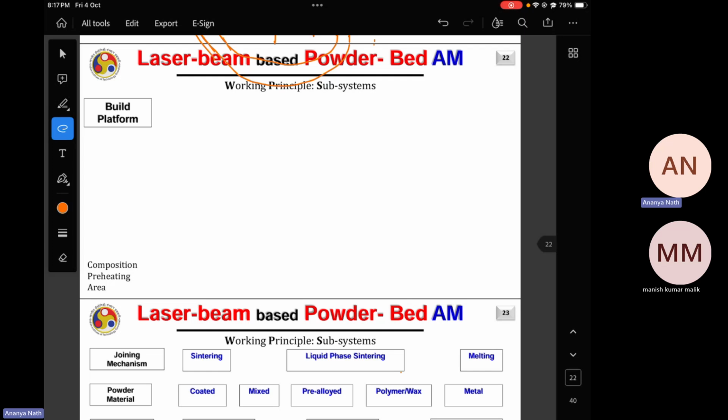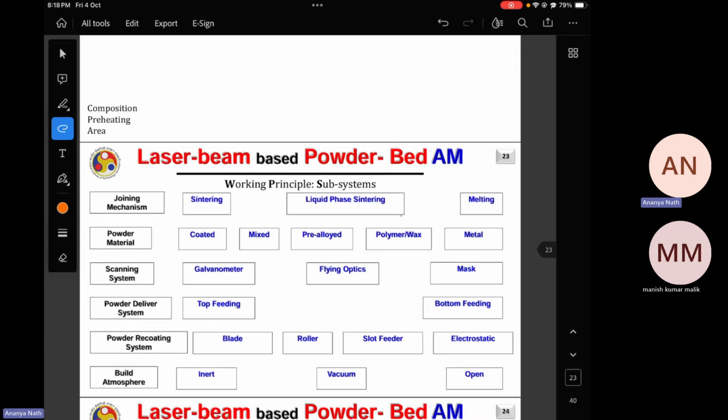That's why sometimes we go for shot blasting of the build plate to give it a matte finish, because if it has a mirror-like finish, the beam will get reflected back from the build plate and it will not get absorbed. So we shot blast the build plate to give it a matte finish, so that the absorptivity of the laser will increase. These are some pre-processing steps we do after attaching the build plate inside the chamber.